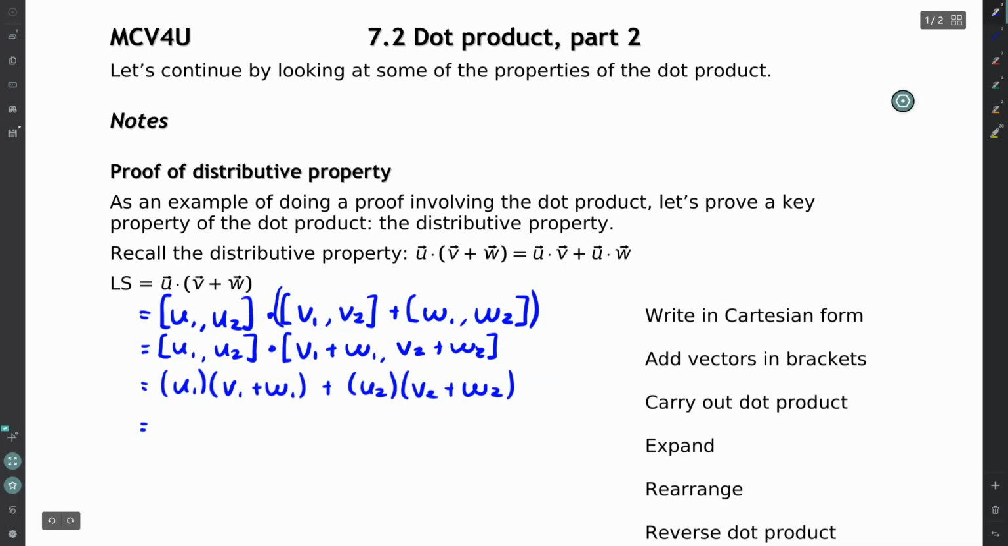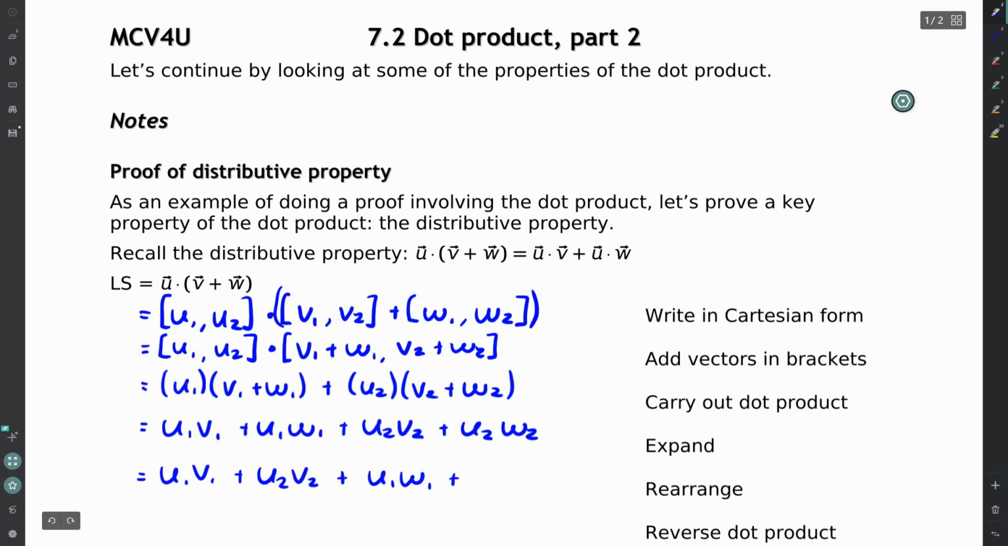So we've carried out the dot product, and now we have all scalars. All of those components are scalars, and we know for sure that the distributive property applies to scalars. So let's just expand using the distributive property for scalars. So we're going to have u1 v1 plus u1 w1 plus u2 v2 plus u2 w2. And then we can rearrange. We're going to arrange things so that we can reverse the dot product easily. So u1 v1 plus u2 v2 plus u1 w1 plus u2 w2.